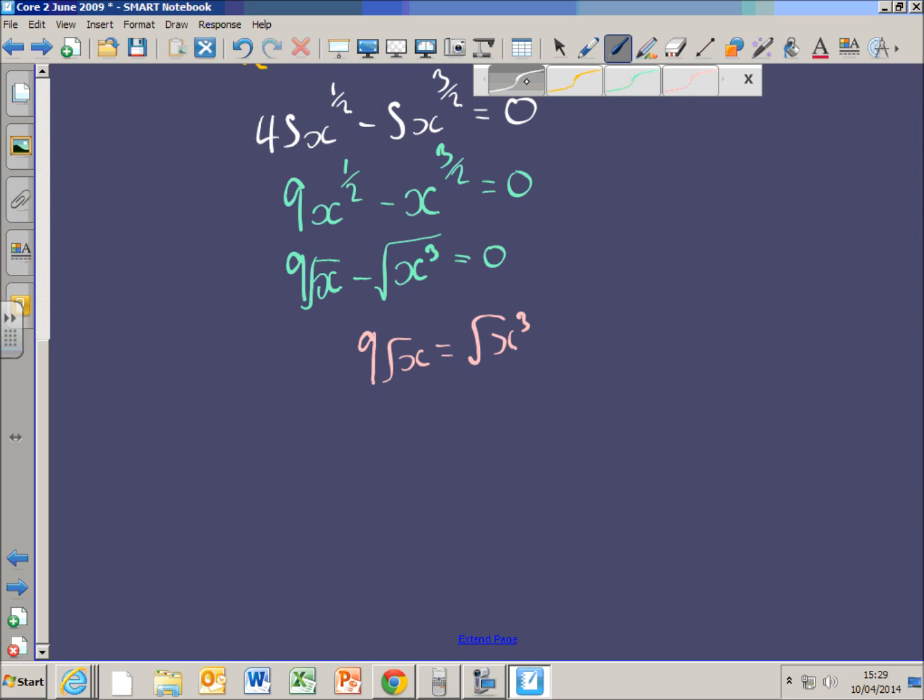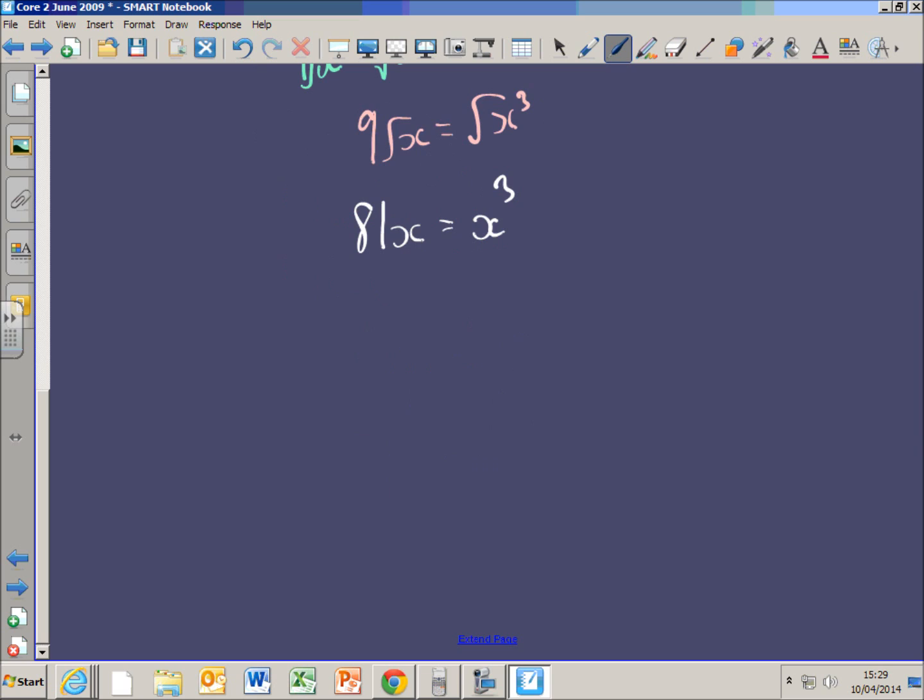Ooh. This is the one I keep moaning at you about, isn't it? You want to avoid dividing by things you don't know if they're 0 or not. So can someone tell me what the method is here? Just square both sides, right? If I square this side, I get rid of the root. So if I square this side, what do I get? 81x. What do I get this side? Just x cubed. Cool.